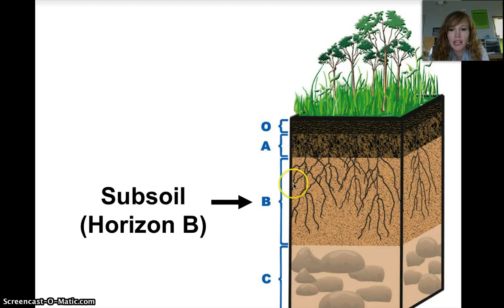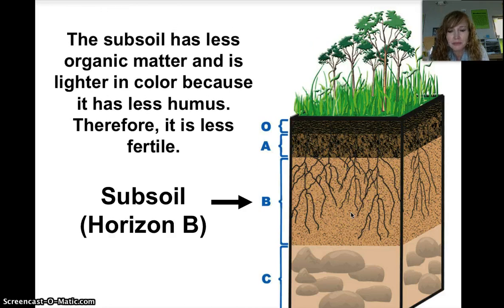Next, we have horizon B. And horizon B is a lot bigger here. Horizon B is called the subsoil. And if you know STEM, you know that sub means under, so it's under the top. Okay, topsoil, subsoil. In horizon B, you're not going to have near as much organic matter. That's why it's lighter in color here and not near as dark. Remember I said the darker it is, the more fertile it is, the more organic material that's in it.